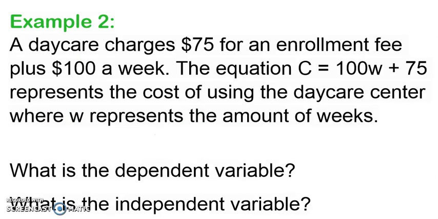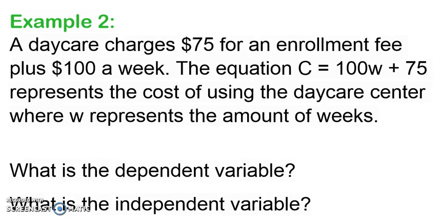Example 2. A daycare charges $75 for an enrollment fee plus $100 a week. The equation C equals 100W plus 75 represents the cost of using the daycare center, where W represents the amount of weeks. What is the dependent variable? What is the independent variable?